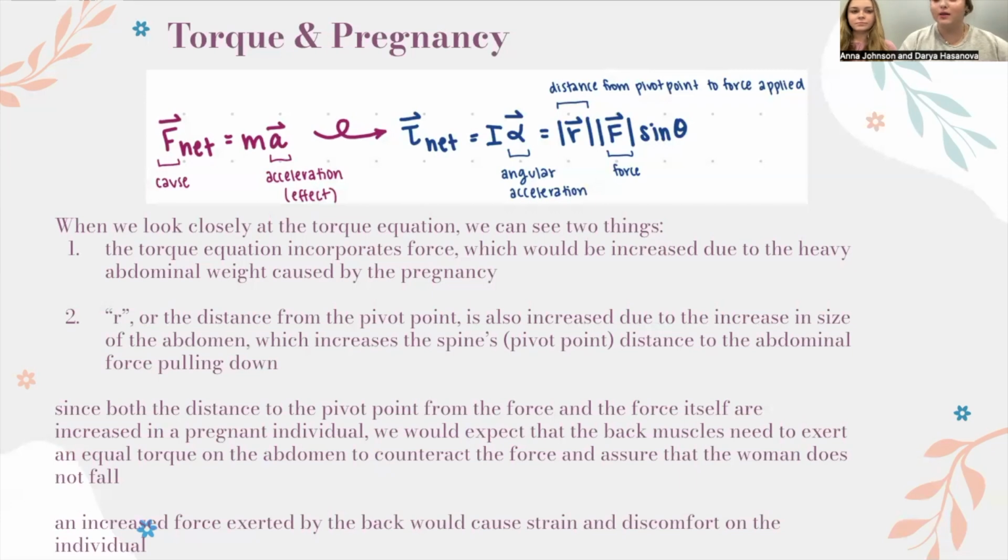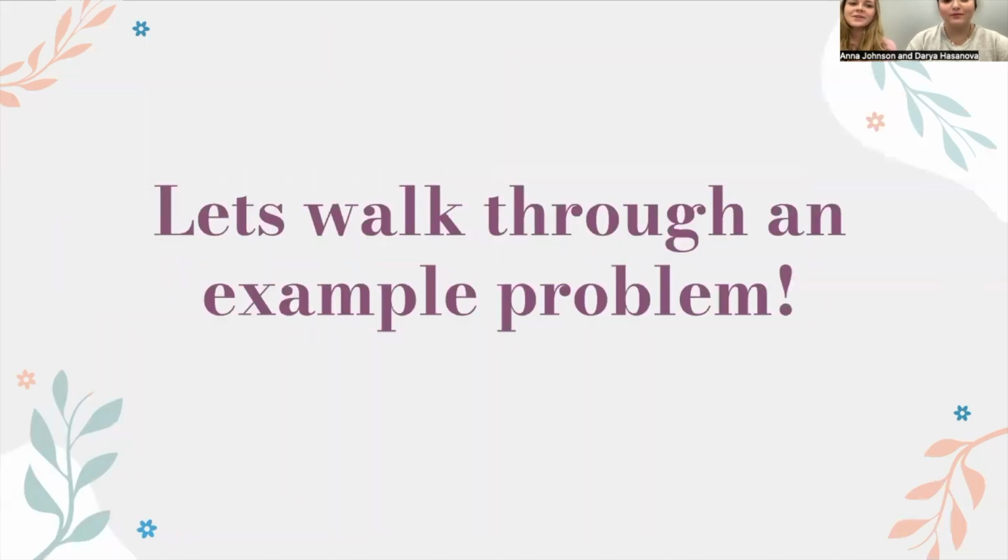And in this case, the spine is the pivot point because that is the location in which the bend occurs. Since both the distance to the pivot point from the force and the force itself are increased in a pregnant individual, we would naturally expect that the back muscles need to exert an equal torque on the abdomen to counteract the force that is being made by the belly. And this would assure that the woman does not fall. So an increased force exerted by the back then would also cause increased strain on the back and discomfort in the pregnant individual.